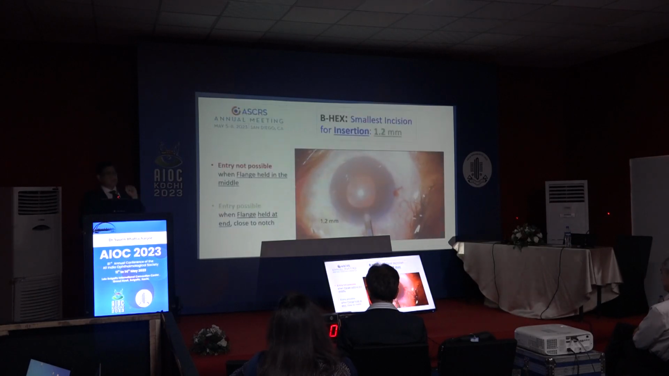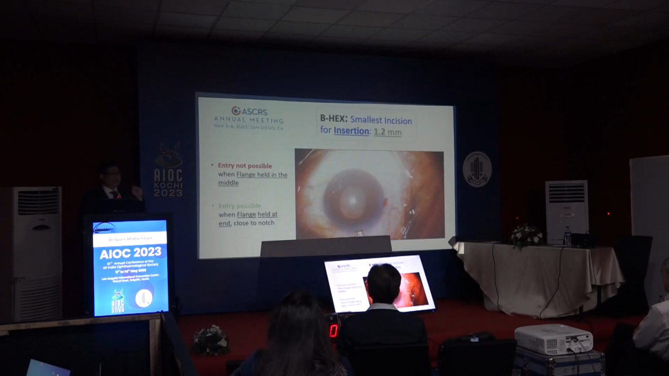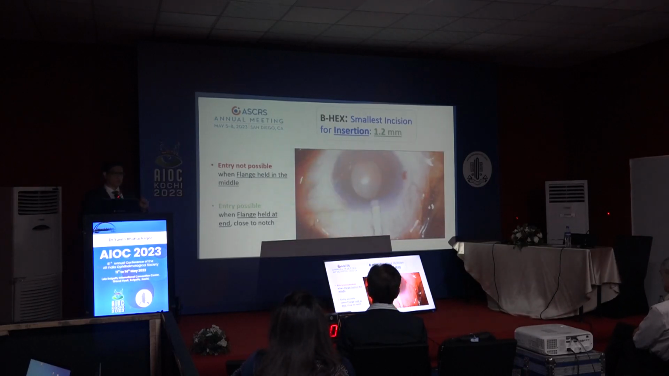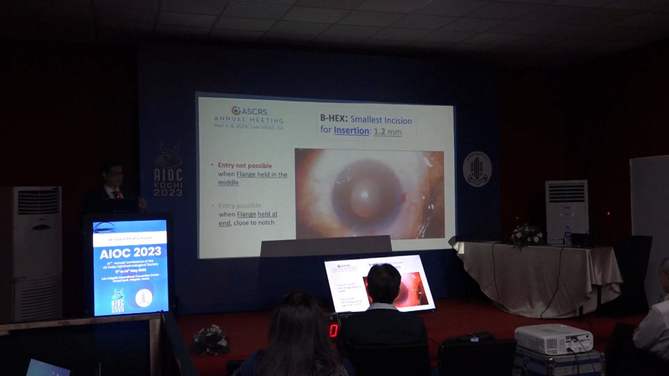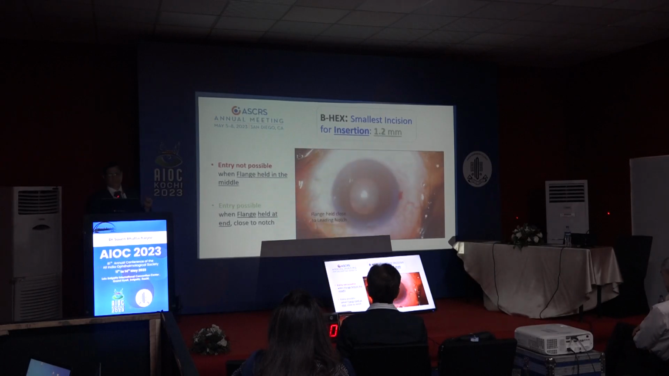Now, this is what I presented at ASCRS. This is the smallest incision that you can take for any pupil expander that mankind has known. So this goes in through a 1.2 millimeter incision. So we are far ahead of the phaco and IOL technology that we have today. Even if you have to drop that coaxial incision to 1.2, you have a pupil expander which is ready. The only thing is you need to hold that pupil expander at the end of the flange, and it goes in through a 1.2 incision, and there is no better proof than a video.